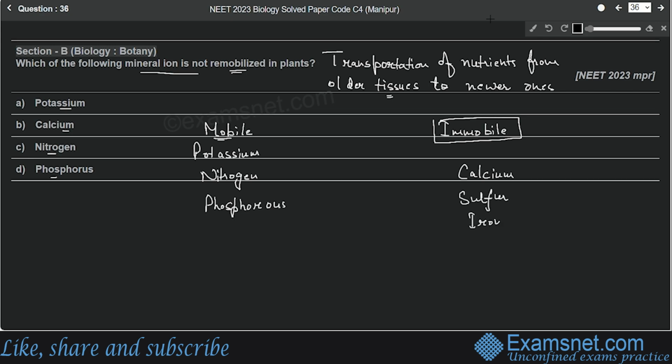iron, copper, etc. Okay, so here in the options you can see potassium, nitrogen and phosphorus. These three are examples of mobile elements, whereas calcium is the example of immobile elements. Therefore it cannot be remobilized. Okay, calcium ion cannot be remobilized, so option B will be the correct answer.